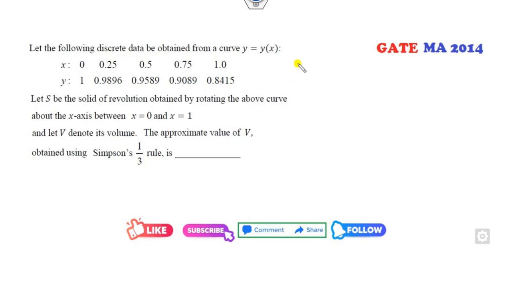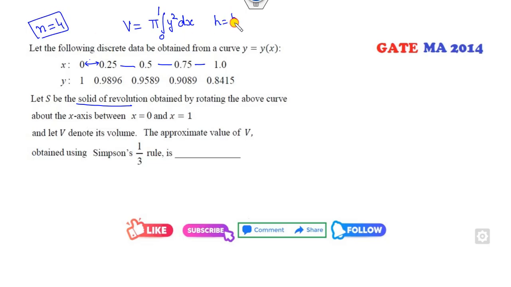Okay, look at another one. You have to find the volume of the solid. What is the volume of the solid? Pi times y squared dx from 0 to 1. Fine. Now you can apply the Simpson 1/3 rule. What is n? How many intervals are there? 1, 2, 3, 4. n is 4.